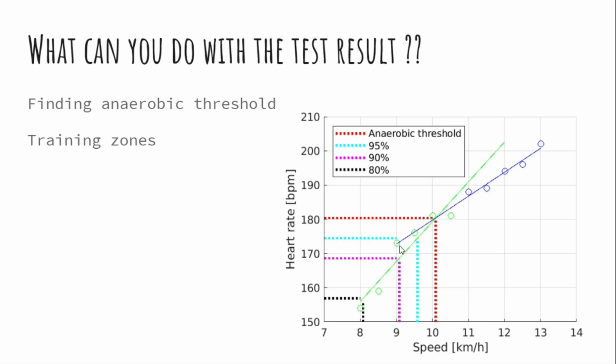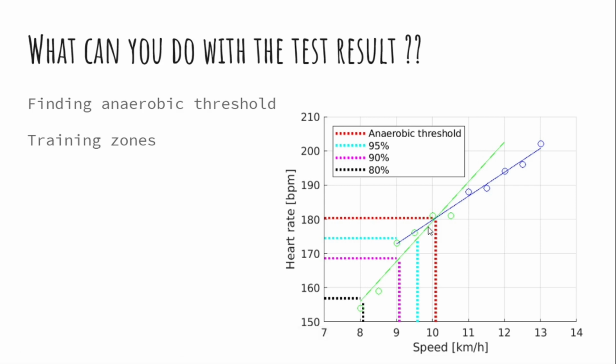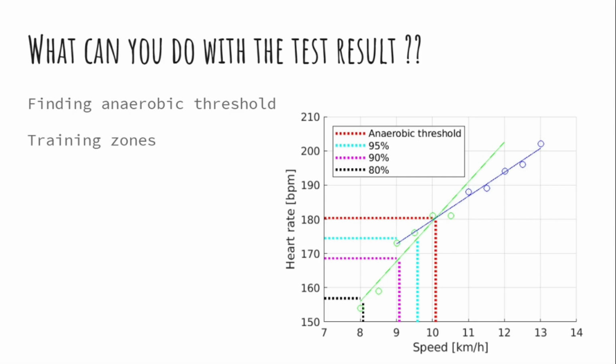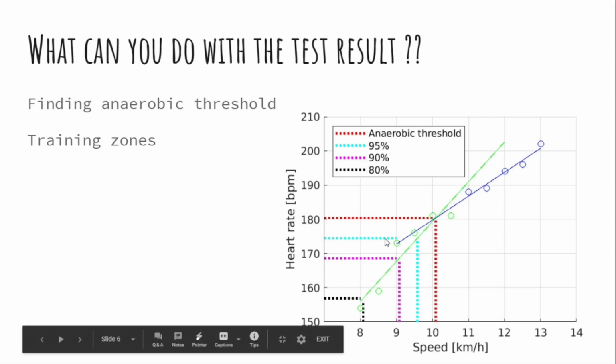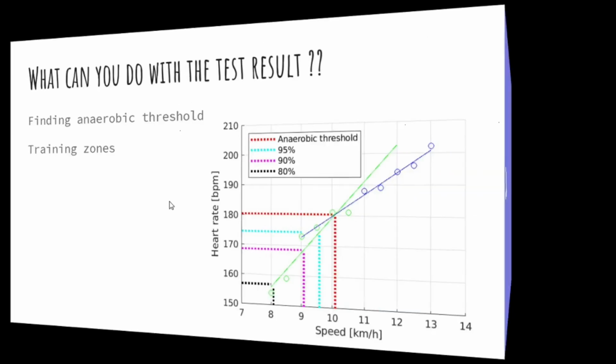Or during training, you can manipulate the intensities by using this threshold concept. As you can see, you can find 95%, 90%, 80% of this threshold. If you are tired or after intensive exercise, you can basically decrease training intensity to maybe like 180 beats per minute. Or if you feel super good, you can train around the anaerobic threshold, which is 180, or maybe like 175 to increase your endurance capacities.